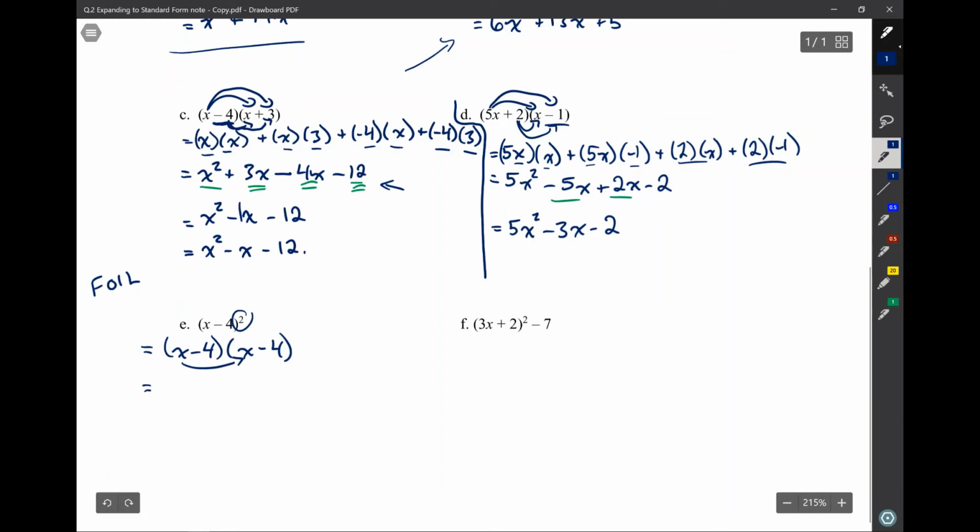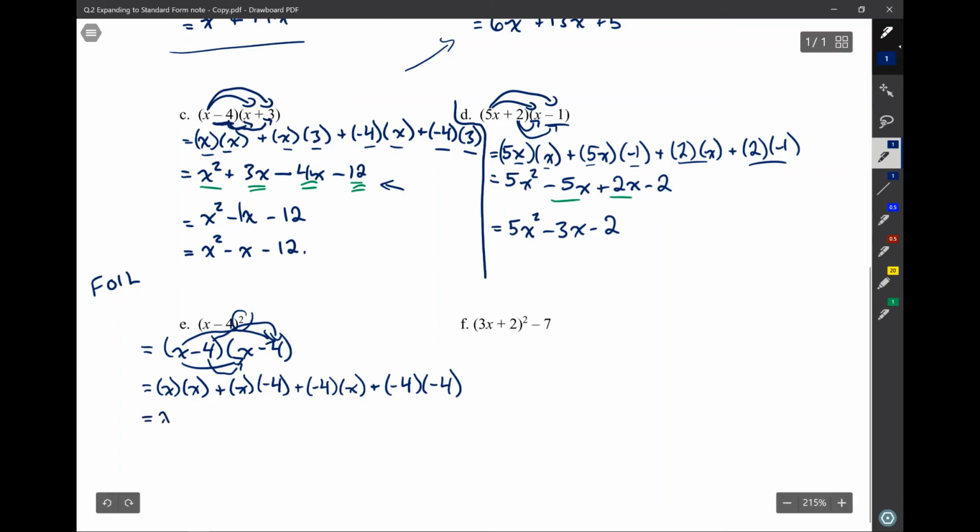That's x times x, plus outside terms, which are x and negative 4, plus our inside terms, which are negative 4 and x, plus our last terms, which are negative 4 times negative 4.